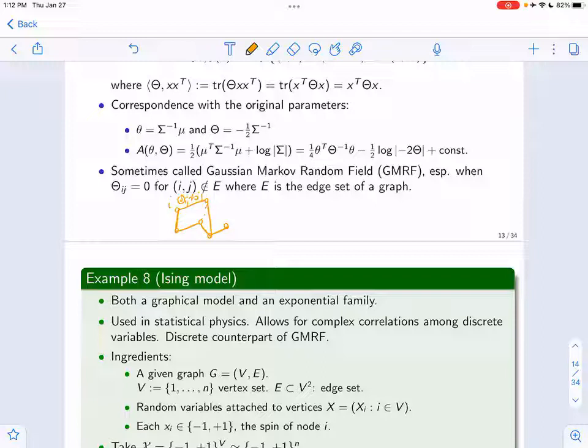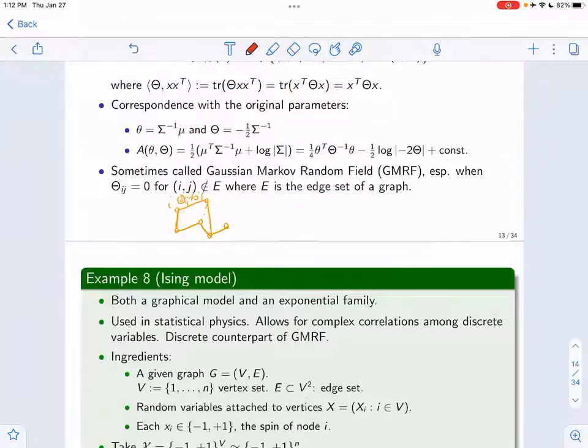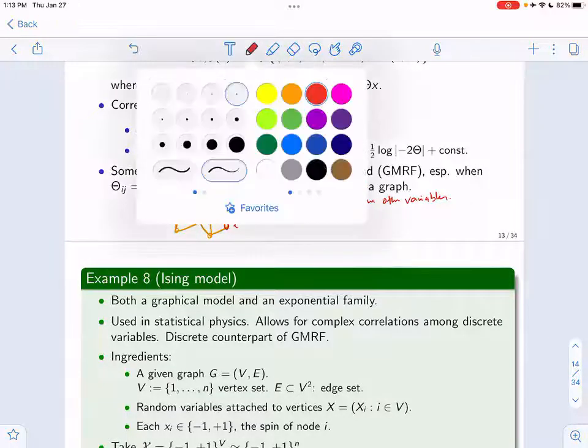Then you can argue that in general, separation in this graph matters. First you can show that two nodes are not connected, basically theta ij is 0, if and only if they're independent conditional on the rest of the variables. So if theta ij is 0, for example between these two, let's say this is k and this is l, then xk is independent of xl given all the other variables. That's the meaning of the graph.